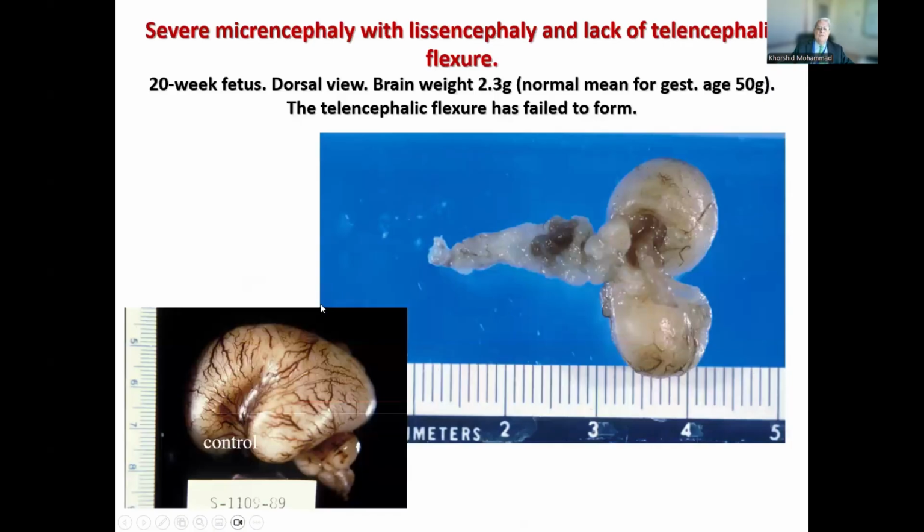Here's a patient with severe microencephaly and a lack of telencephalic flexure. This is a mid-gestation 20-week fetus, and this is a dorsal view of the brain. The brain was very small in size. It weighed only 2.3 grams, whereas normal was about 50 grams for this age. And the telencephalic flexure has totally failed to form. Here's a control at the same gestational age to show you the difference in these brains.